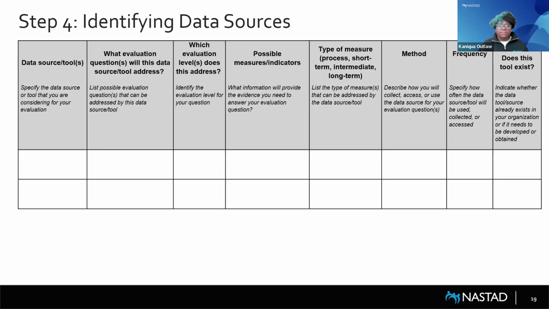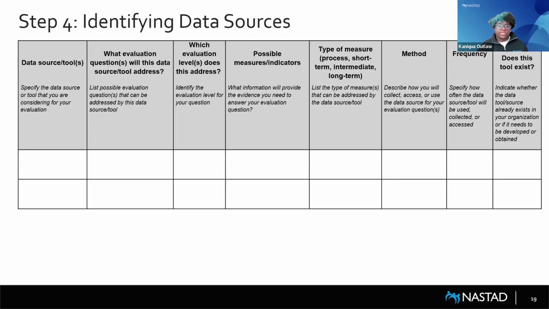So I'll just go column by column and explain briefly what this means and what we're trying to do here. In the first column, you're going to specify the data source or tool that's going to help you answer your evaluation question. In the second column, you'll state the evaluation questions that the data source can inform. And remember, one data source can be used to answer many evaluation questions. The third column addresses the evaluation level that aligns with your question. In the next column, the indicator column, you're going to specify the indicators that demonstrate the extent to which your program has reached its objectives.